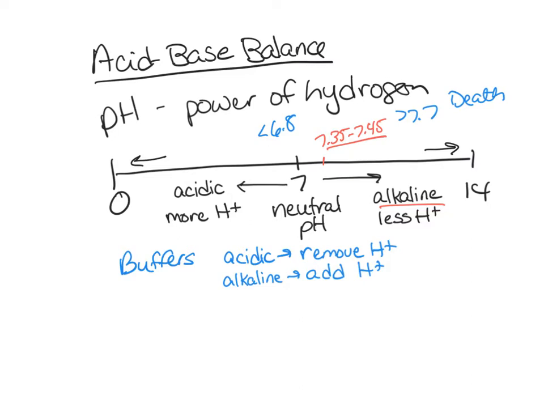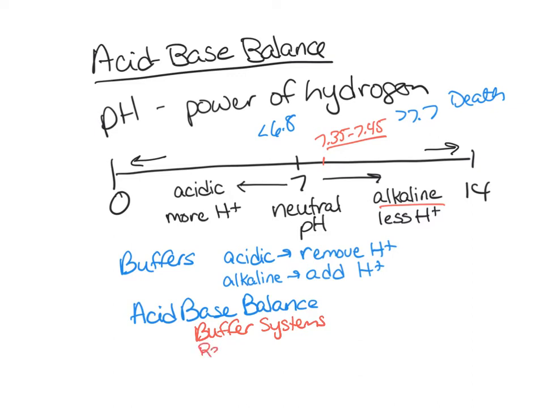The control of pH is called acid-base balance. Three things in the body help to keep the pH within normal limits. Buffer systems, which we're going to talk about in this chapter, as well as the renal system, or the kidneys, and also the respiratory system, or the lungs. So throughout this chapter, we're going to look at how these three things help to keep the pH between 7.35 and 7.45. If the pH is below 7.35, then the blood is acidic, and we call that acidemia.